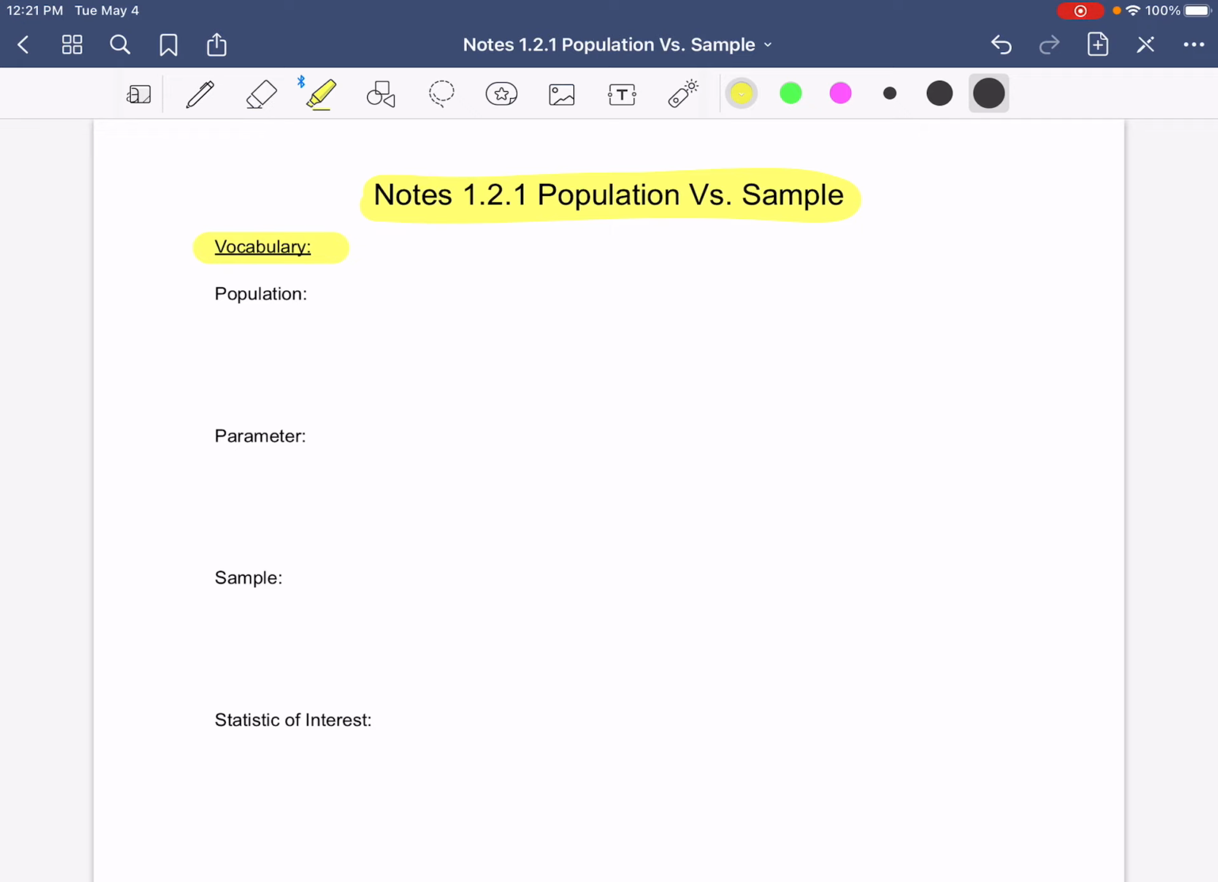First, we just have a bunch of vocabulary to go over. There's not really any equations or anything. First off is population. Population is just all people or objects that are of interest in a data collection and an investigation.